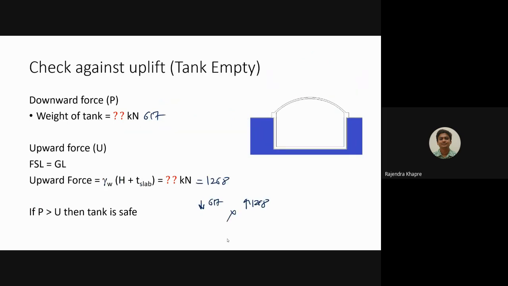1268. Okay, one way of doing this is, but this is a very uneconomical solution because we have to increase the self weight, so you need additional concrete, additional steel, and everything is going to cost you a lot.